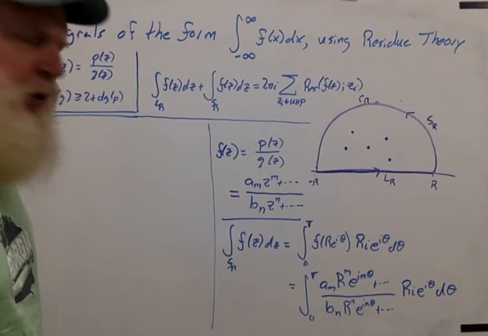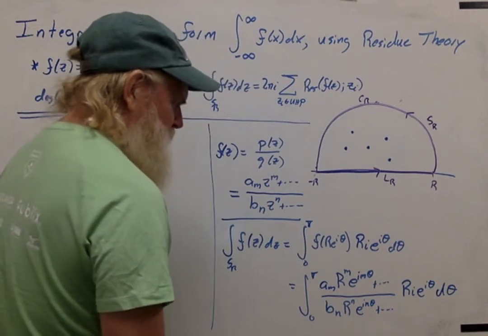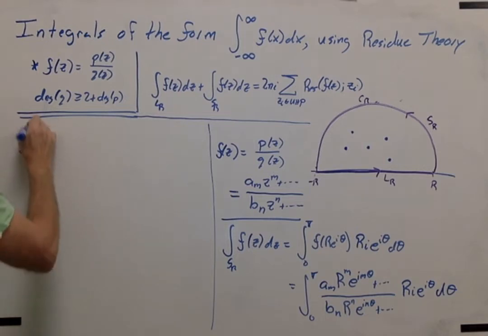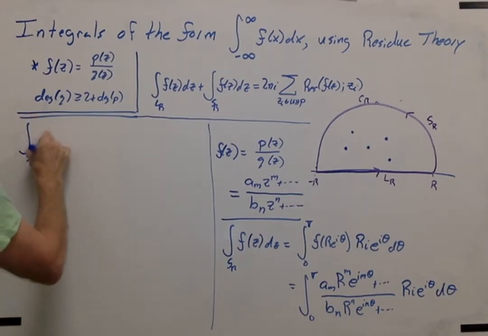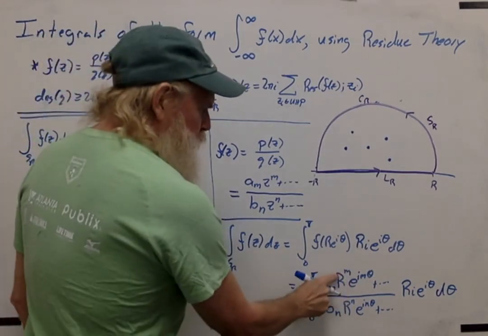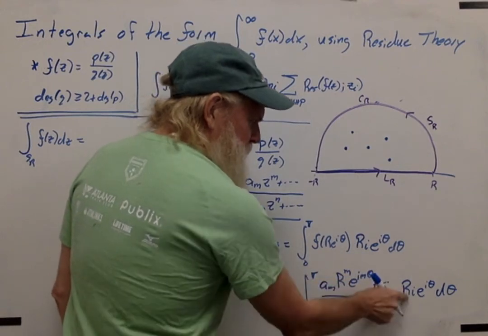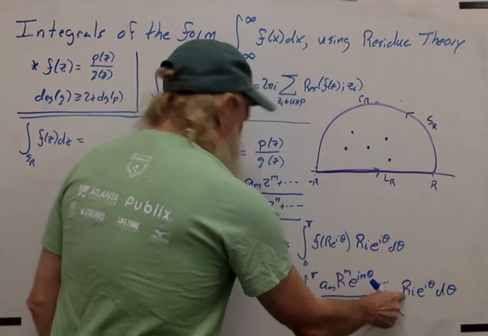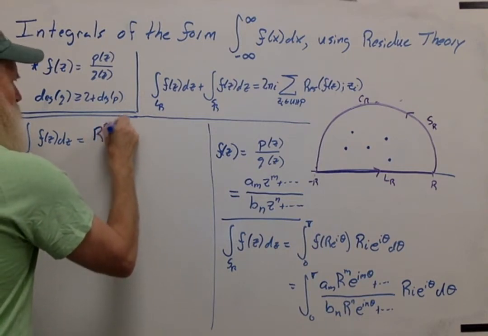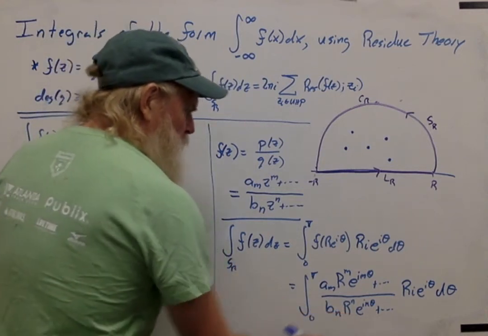Let's pay particular attention to the powers of r. Let me factor out the highest power of r from the top and the bottom. So we've got the integral along S_R of f of z dz equals. In the numerator, I have an r to the m plus some lower powers of r, multiplied by this r that came from the differential. So I have an r to the m plus 1 on top. And the biggest power of r in the denominator is r to the n.